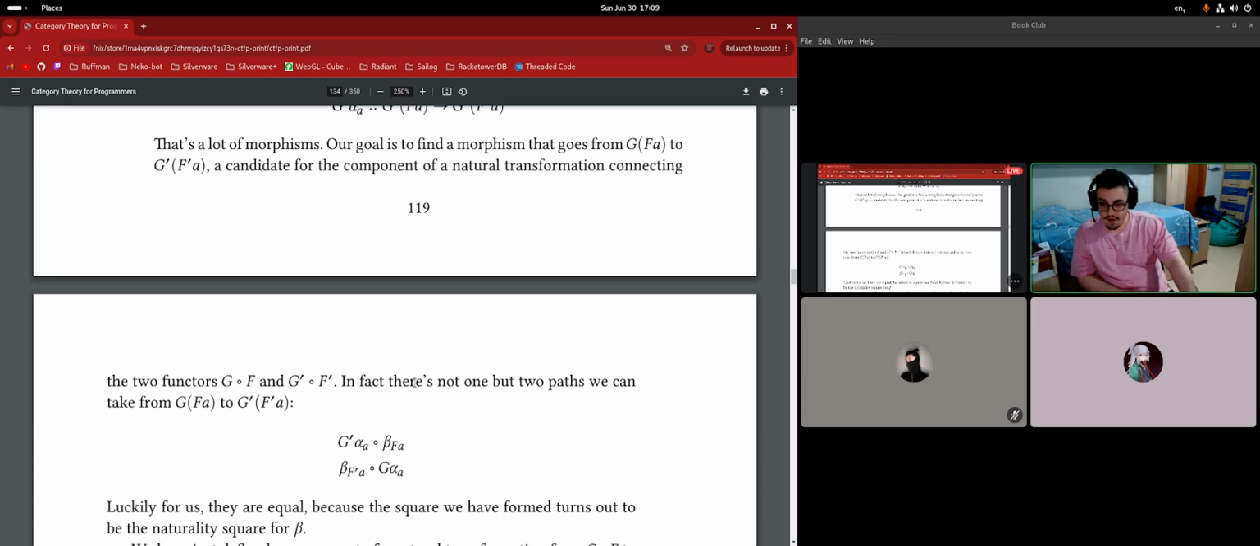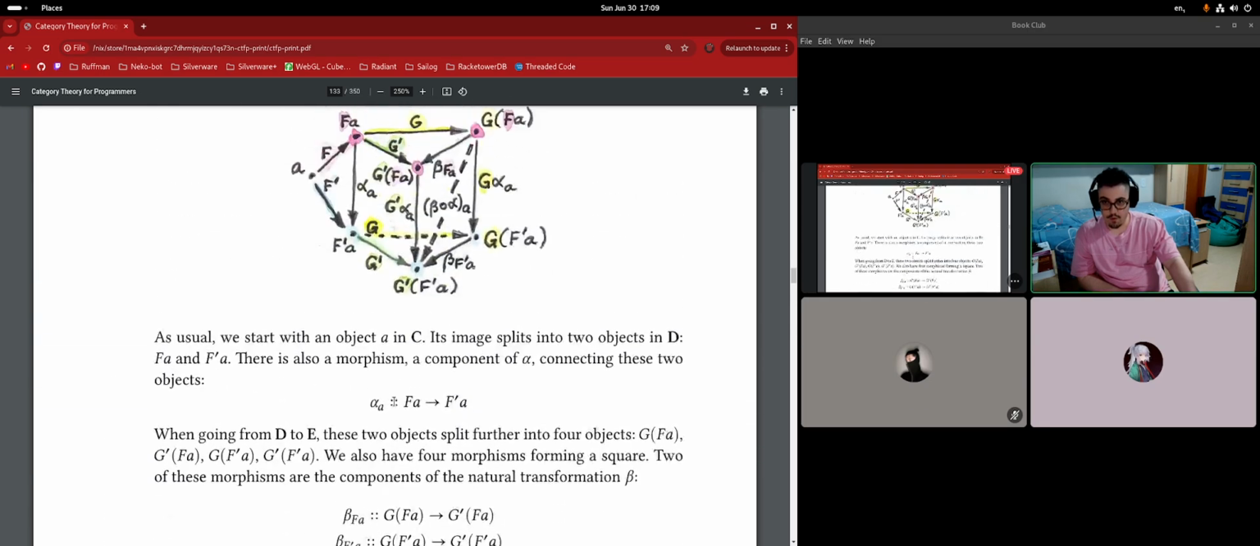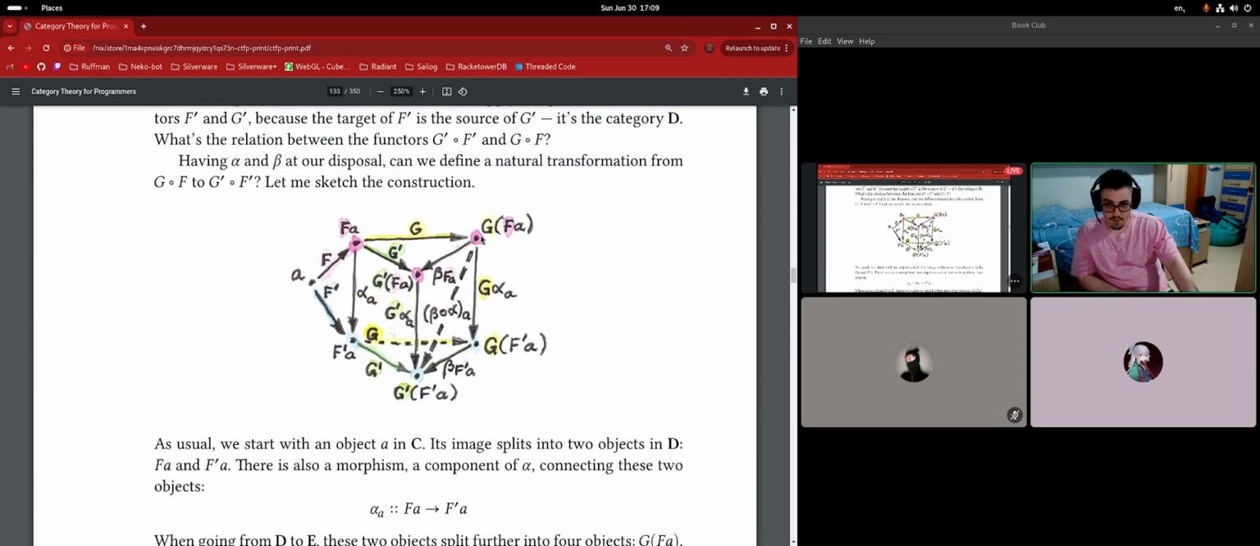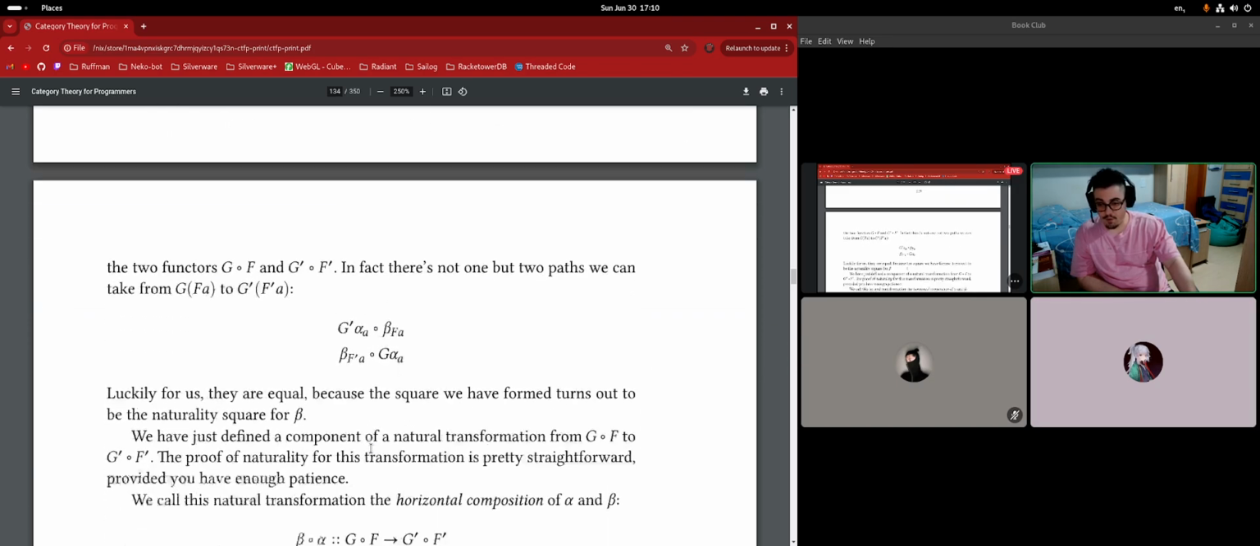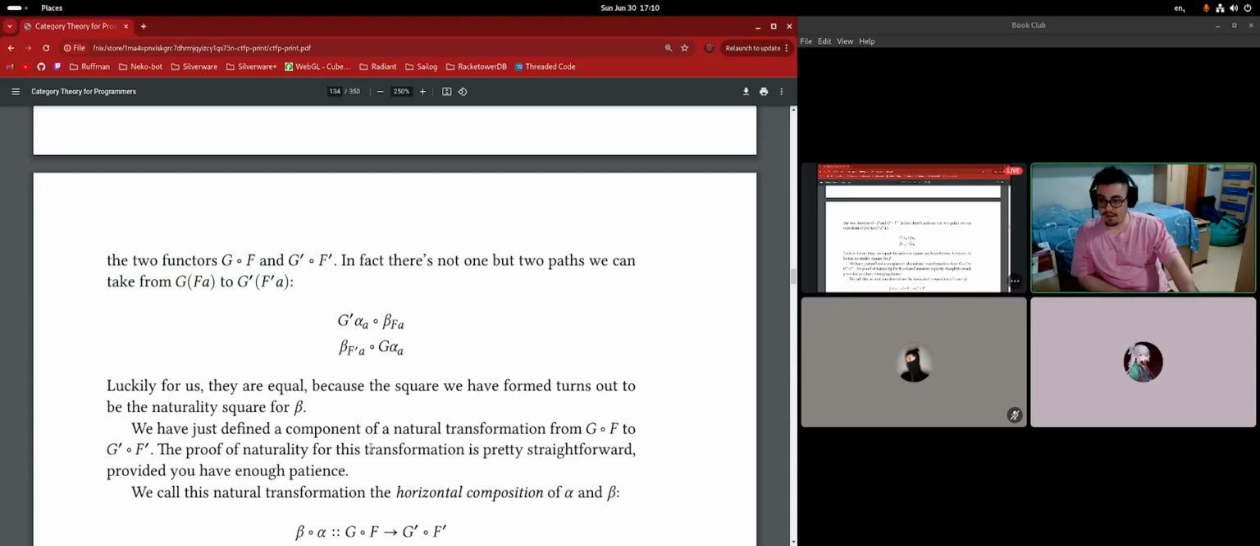In fact, there's not one but two paths we can take. What are those paths? We can go from here to here and then to here, or we can go to here and then to here. If you write that down, you're gonna see that those are the two candidates. But because of the naturality of beta, we know that they are equal.